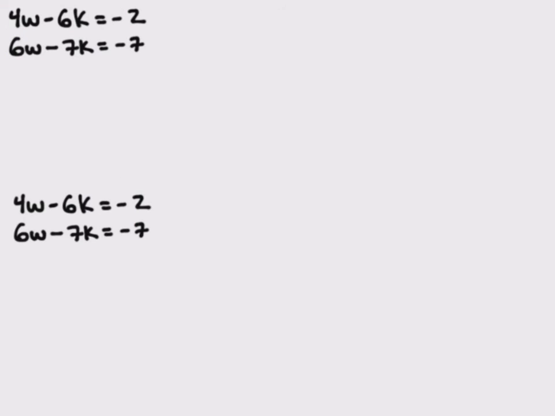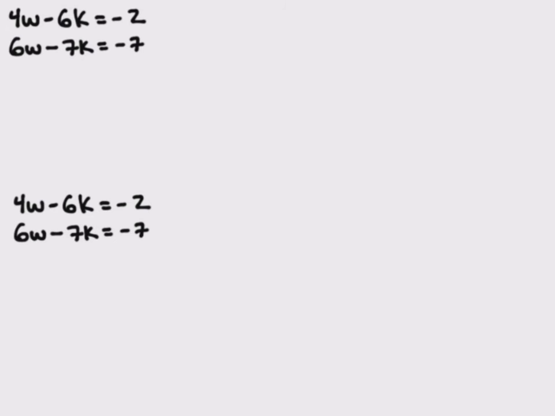All right, it's about time that we get some practice. So why don't you try solving the system of equations 4w minus 6k equals negative 2 and 6w minus 7k equals negative 7. Now, there are tons of different ways to go about this. You could try to eliminate the w's, you could try to eliminate the k's.